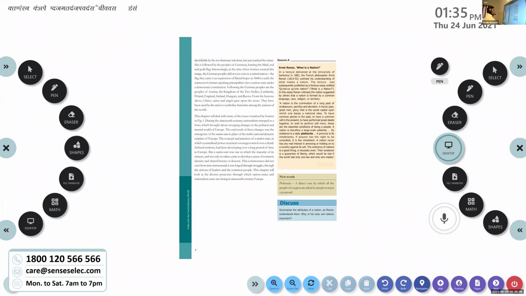Okay, so that's it. A nation state was one in which the majority of its citizens, not only its rulers, came to develop a sense of common identity and shared history or descent. This commonness did not exist from time immemorial. It was forged through struggles, through the actions of leaders and the common people. The chapter will look at the diverse process through which nation states and nationalism came into being in 19th century Europe.